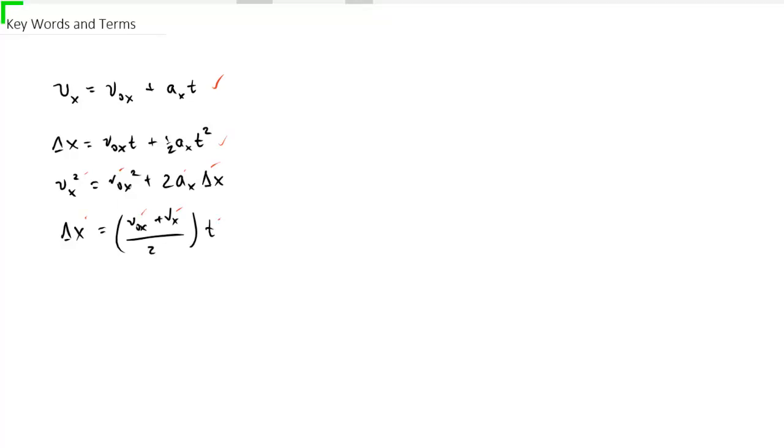So if we hear at rest, or starting at rest, or if we hear from rest, or if we say that something is dropped as well, it's implied that it's dropped from rest. All of these mean that the initial velocity v naught x is equal to 0.